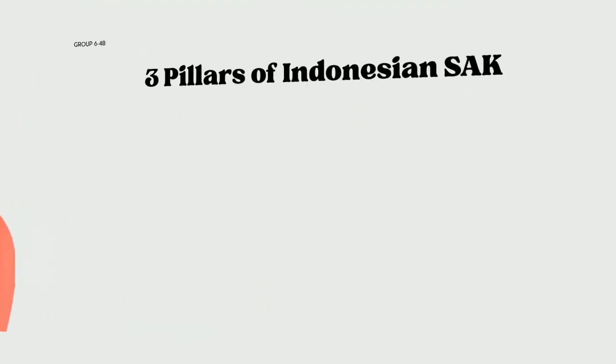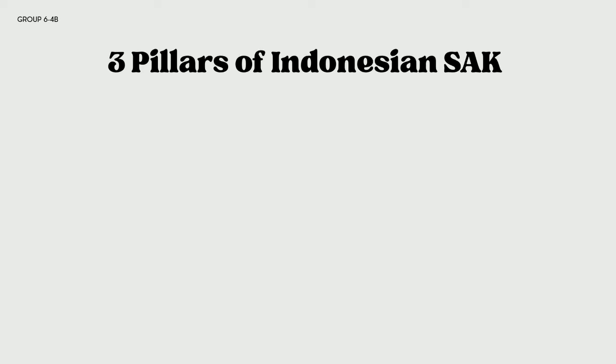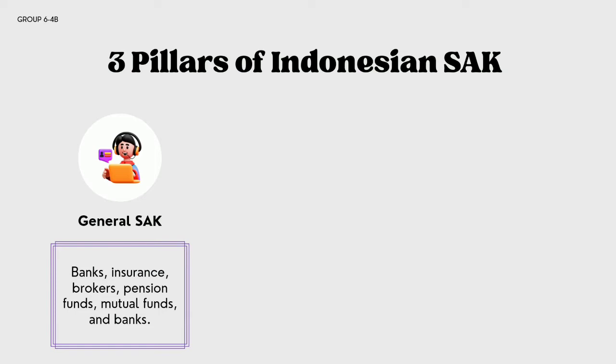Topic number 3 is the 3 pillars of Indonesian Financial Accounting Standards or PSAK. The first pillar is General PSAK, a financial accounting standard that regulates entities that have significant public accountability, namely entities registered with capital market authorities and entities that control assets in a fiduciary capacity for a large group of people, such as banks, insurance brokers, pension funds, mutual funds, and investment banks. The second pillar is Sharia PSAK, which regulates Sharia-based transaction accounting for both Sharia entities and general entities. The reference for Sharia-based transactions is the fatwas issued by the DSN MUI.